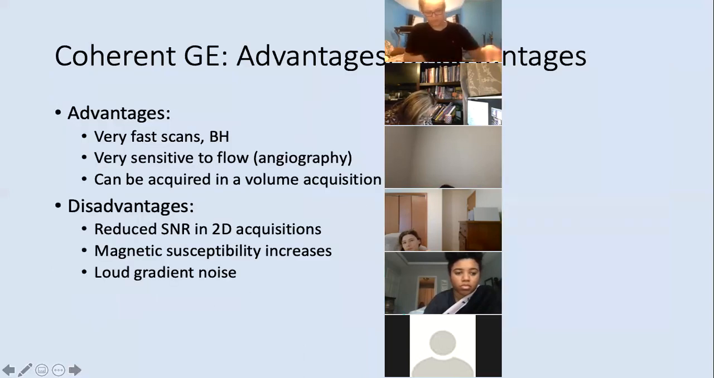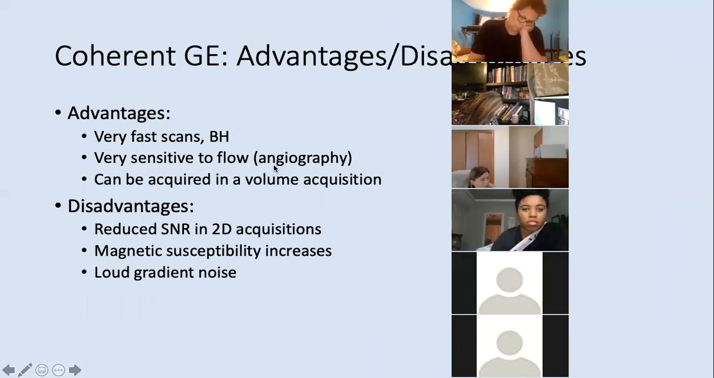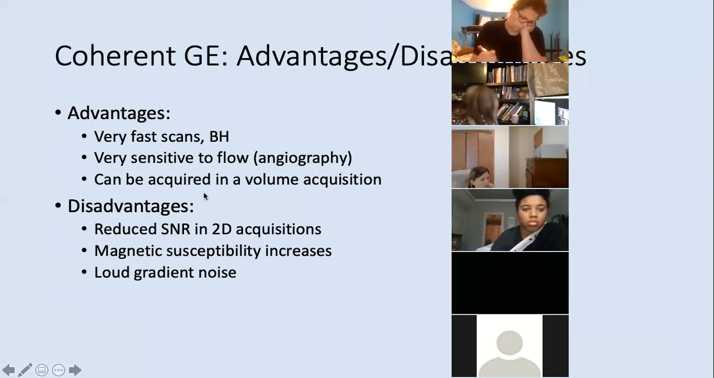All right, some advantages and disadvantages of these coherent gradient echoes. They're very fast, so you can do breath hold exams with these very fast T2 star weighted images. They're also very sensitive to flow, so you can do MRAs with these coherent gradient echoes. And they can be acquired in volume acquisition. Volume acquisition just means 3D. Anytime you see volume, just associate that with 3D.